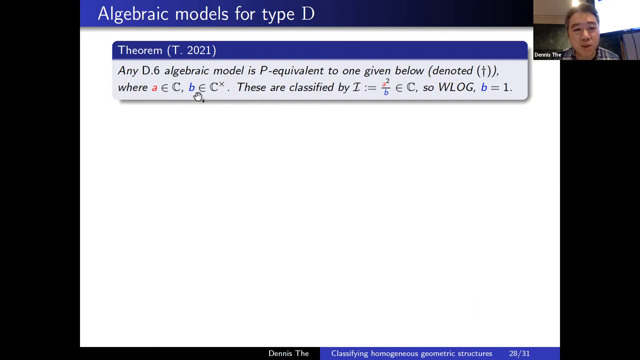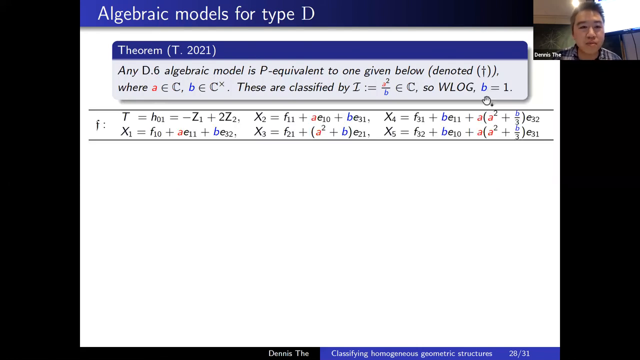I have two parameters here, but one of them is not so essential. Okay, so these are going to be classified by this invariant. And in the D6 case, B is going to be non-zero. So I could always normalize this to B equal to one. I'm keeping it in there because I want to find the 3-to-1 ratio. So here is the embedding. As you can see, it's more complicated than the embeddings that we had in the type N case. These leading parts are given right here, but you always in general have some deformation, some tails, okay?